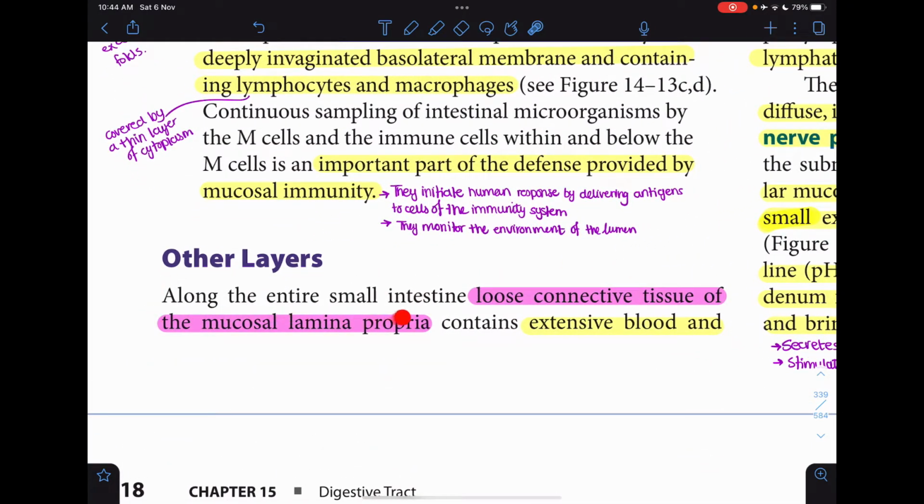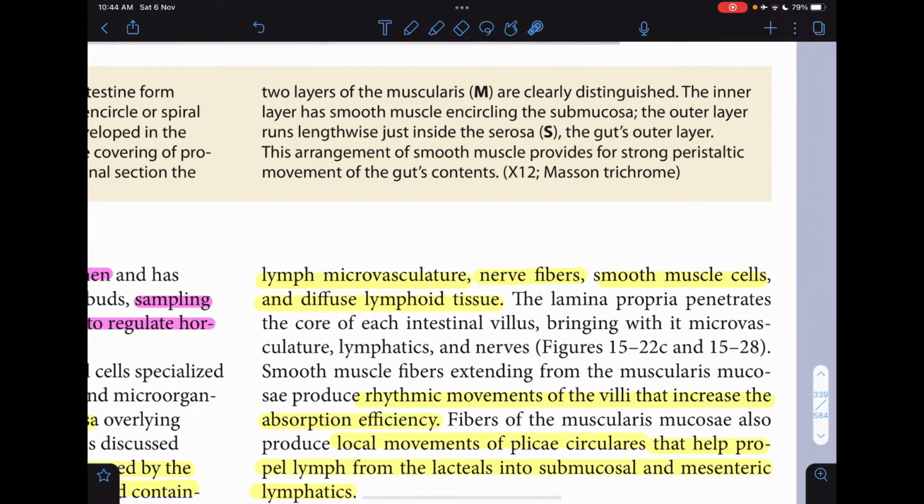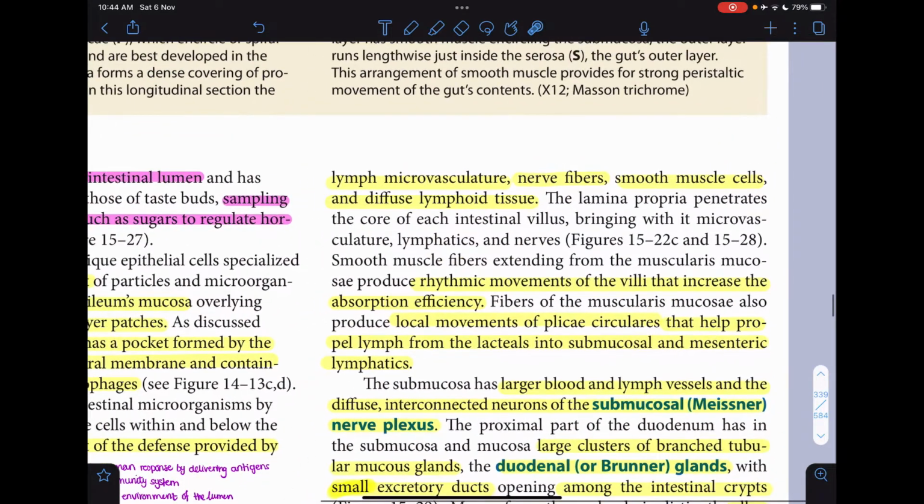So along the entire small intestine we have loose connective tissue of the mucosal lamina propria. The lamina propria of the small intestine contains extensive blood and lymph microvasculature. It also contains nerve fibers, smooth muscle cells, and diffuse lymphoid tissue. The lamina propria penetrates the core of each intestinal villus, bringing with it microvasculature, lymphatics, and nerves. Smooth muscle fibers extending from the muscularis mucosae produce rhythmic movements of the villi that increase the absorption efficiency. So the villi have rhythmic movements, and this increases the efficiency of absorption.